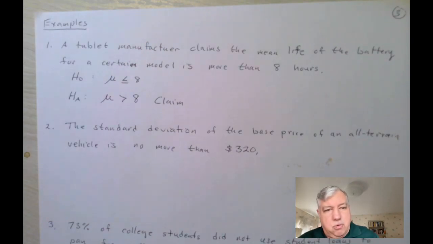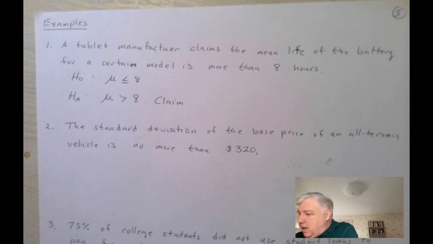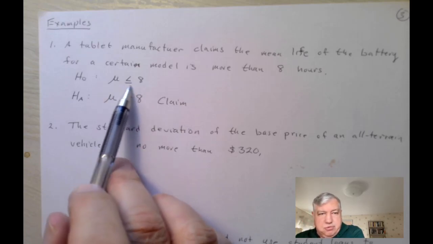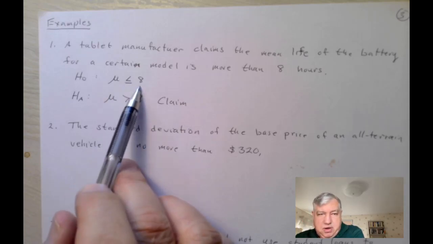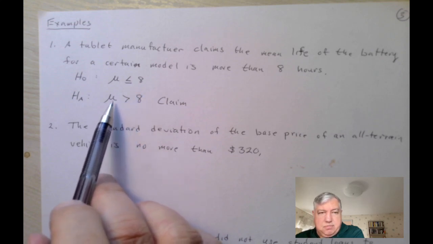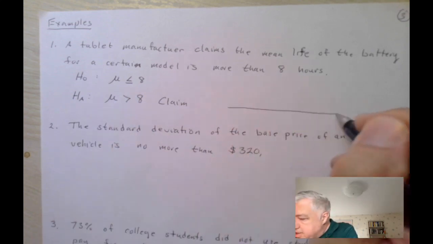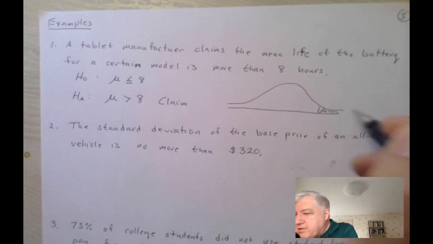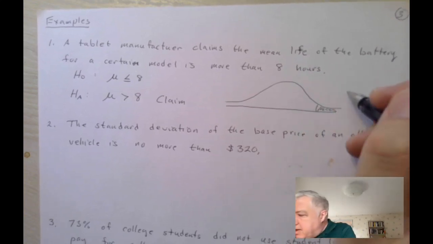Okay? And then this would be the claim. So the way you would do this is you're either going to have enough evidence to support the claim or not support it. And because we assume the null hypothesis to be true at first, the unlikely values of the means would be greater than 8. So in this case, all the unlikely values would be over here, so this would be a right tail test.